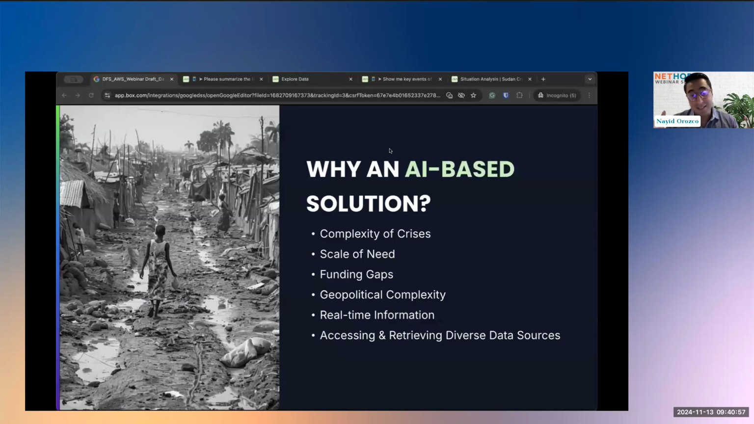Then, why is Sarah's situation so common? The reason, or at least one of the reasons that we see at DFS, is that the humanitarian landscape has become exponentially more complex. We are facing crises that are more interconnected than ever before. We also have a massive scale of needs across multiple regions, growing funding gaps that demand, of course, more efficient resource use, and increasing geopolitical complexity affecting our operations. There is always a critical need for real-time information to make decisions. And finally, the challenge of accessing and making sense of various data that is out there.